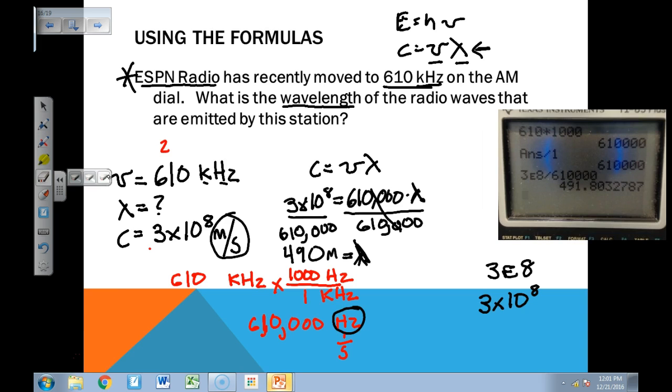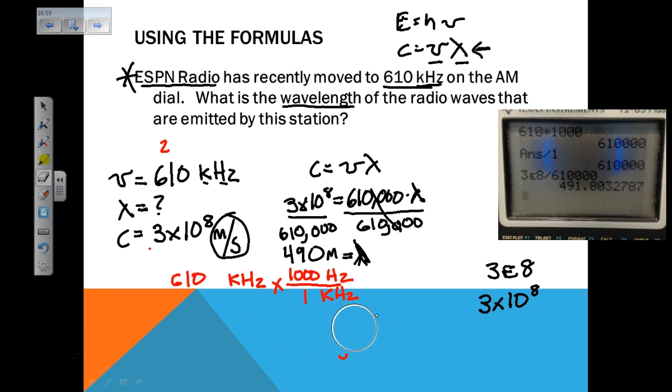I'm sorry that this kind of got in the way. I thought that I had a little bit of room here. And so now our answer here is 490 meters. Now think about that. 490 meters. That is a half of a kilometer. That's one wave is a half of a kilometer long. That's a pretty big wavelength.